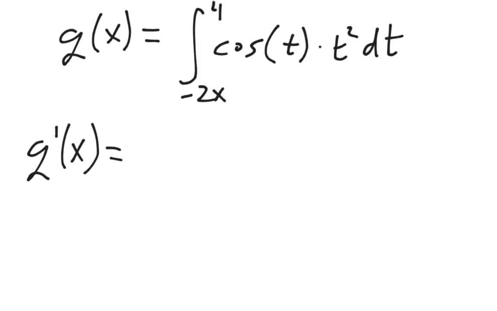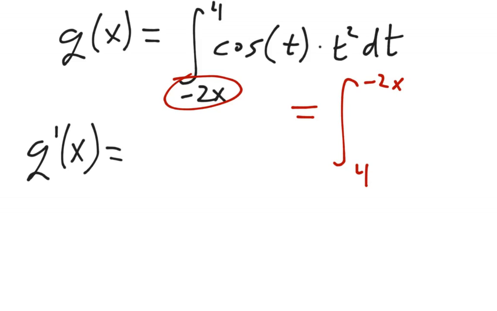Oh, well, here's the issue with this one. With this one, the variable is the bottom limit of integration. And this is slightly different. In order to do this problem, there's two ways to think about it. The first way is to just flip the limits. Put the negative 2x on top and the 4 on the bottom. Remember, if I flip the limits, I have to make this negative, because it means now I'm integrating backwards from what I was originally. And so this would be cosine of t, t squared, dt.